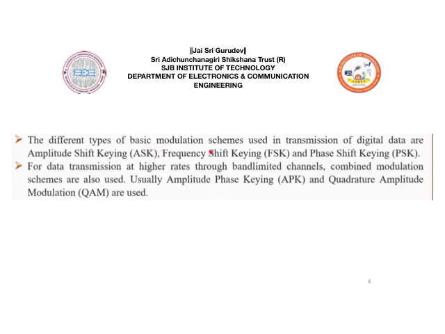The different types of basic modulation schemes which we will be using in transmission of digital data are amplitude shift keying ASK, frequency shift keying FSK and phase shift keying PSK. Whenever we want to transmit data at higher rates through band limited channels, we need to go for combined modulation schemes. The combined modulation schemes may be amplitude combined with phase, which is called amplitude phase keying. Similarly, phase combined with quadrature phase amplitude is called quadrature amplitude modulation.